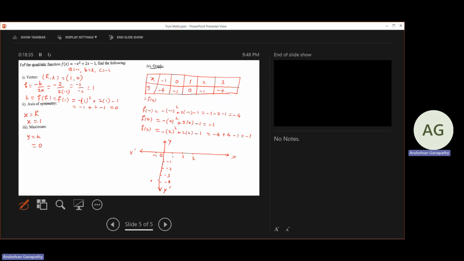So first -1, -4, so it starts with this point. Then 0, -1, where we have this point. Then we have 1, 0, we have here. Then 2, -1, we have here. Then 3, -4, so we have here. So just take these points and draw a smooth curve passing through these points.